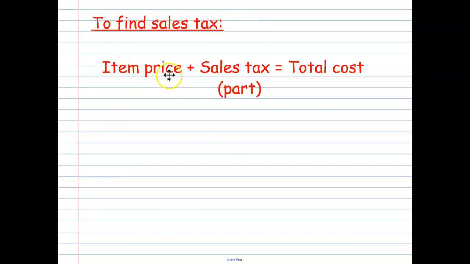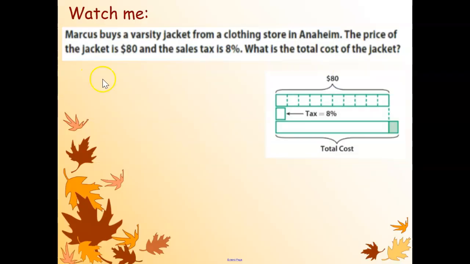We're going to take the item price plus the part, the original times the percent, and that's going to give us our total cost. All right. So bar models can help you kind of visualize the situation. So it says Marcus buys a varsity jacket from a clothing store in Anaheim. The price of the jacket is $80, so here's our $80, plus an 8% sales tax. So when we go to find the total cost, we're going to have to pay for the jacket plus the 8%. So it's going to make it a little bit more expensive.